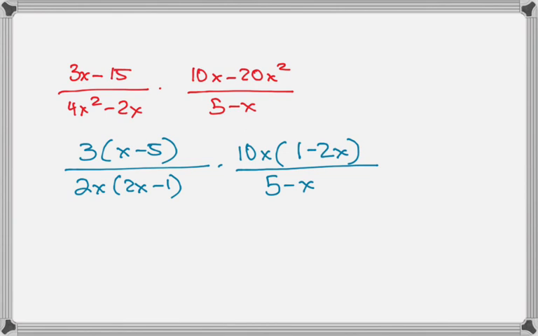What can I reduce? The x minus 5 and the 5 minus x reduce to negative 1. The 2x minus 1 with the 1 minus 2x also reduces to negative 1. Am I done, or can I reduce more?